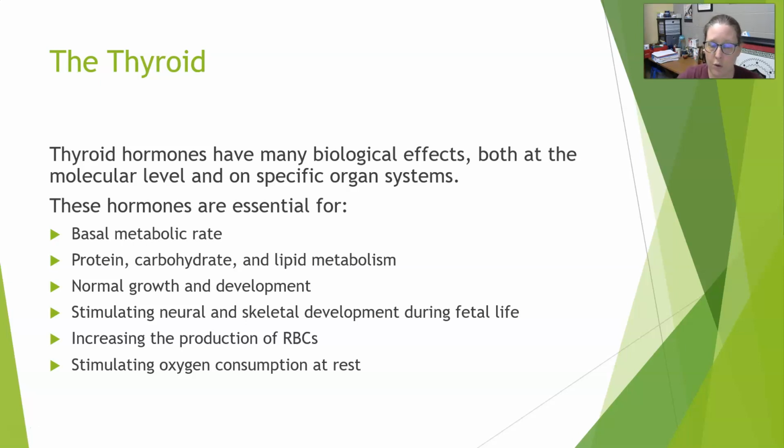It drives normal growth and development. It stimulates neural and skeletal development during fetal life. It increases the production of red cells, and it stimulates oxygen consumption at rest. Oxygen consumption at rest, of course, is tied to basal metabolic rate. So the more thyroid hormones you make, the faster the metabolic rate is going to be. And the less you have, the slower the metabolic rate is going to be.